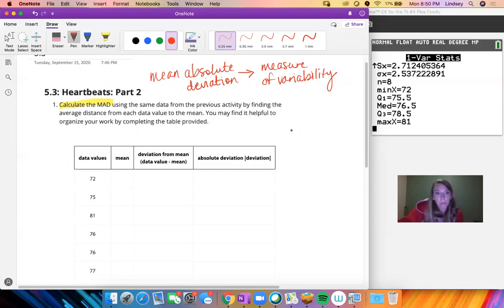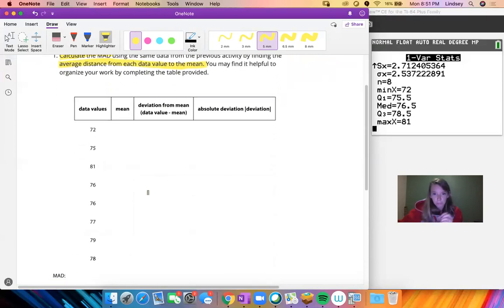Okay, so as we move forward, you're going to see when you need to use the mean absolute deviation and when you should use the IQR. You have to know how to calculate both so you know when to use what. So once again, we're looking at those same heartbeats using the same data from the previous activity by finding the average distance from each data value to the mean. You may find it helpful to organize your work by completing the table provided. Basically, this table is the steps that you take in order to find the mean absolute deviation.